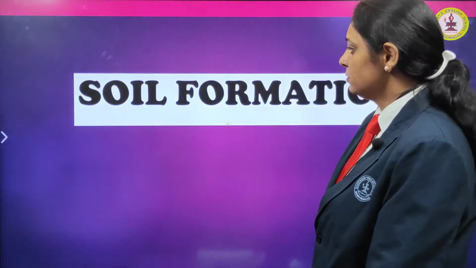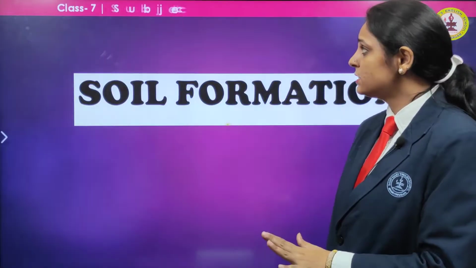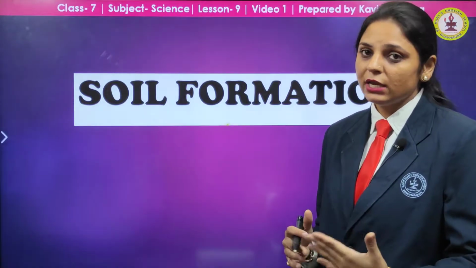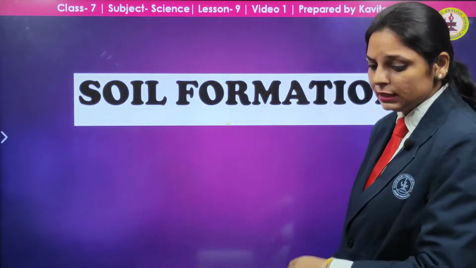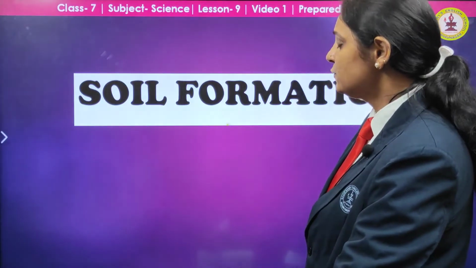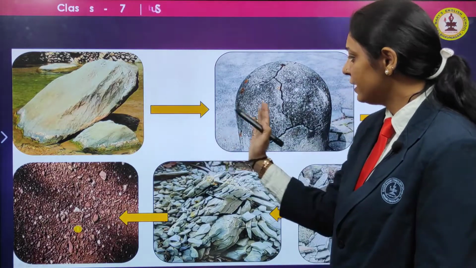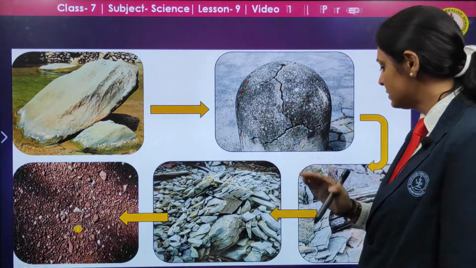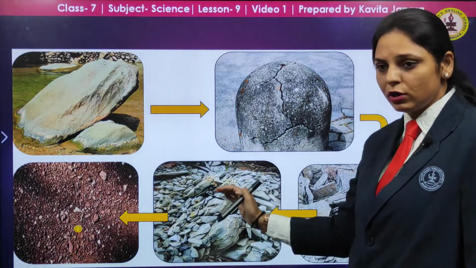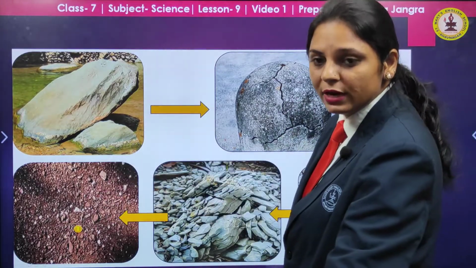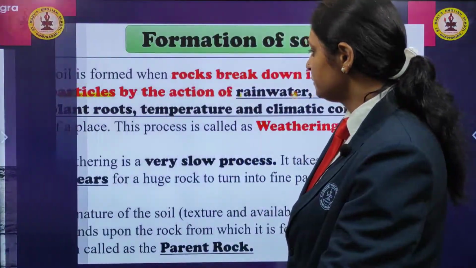Soil formation. Till now we discussed the soil, but how is the soil formed? Have you thought about how soil is formed? Let us discuss. Soil is formed by the weathering of rocks. As the rocks weather, they develop cracks and then break down into smaller pieces and finally into granules. This is known as weathering of the rocks.